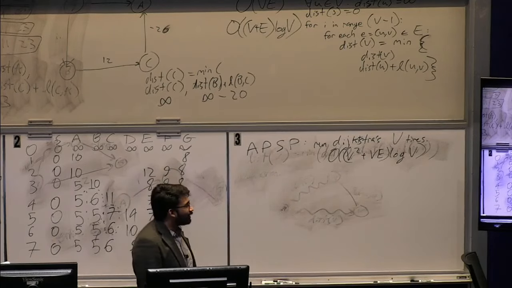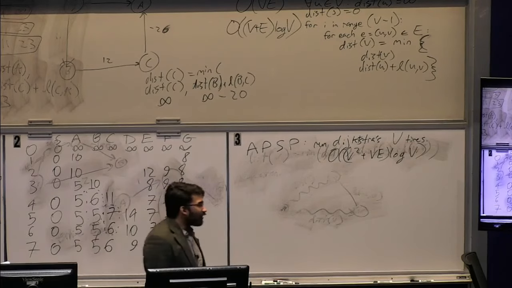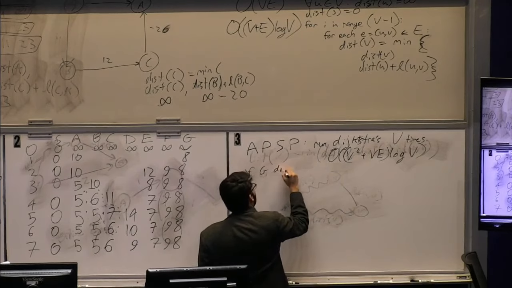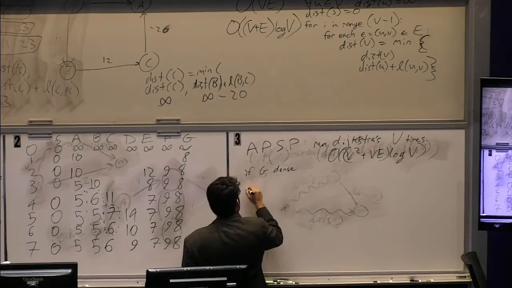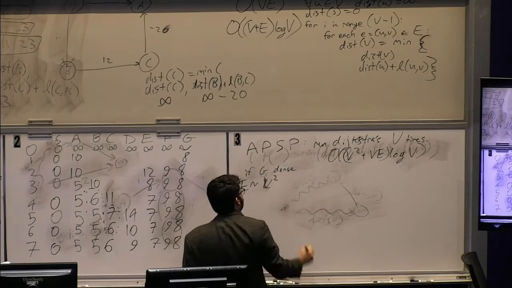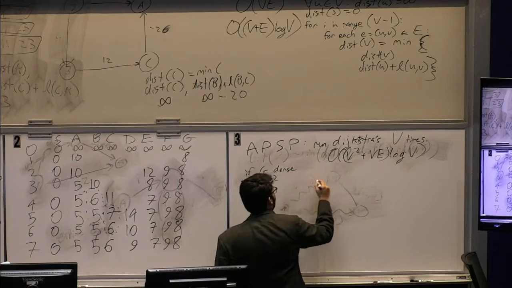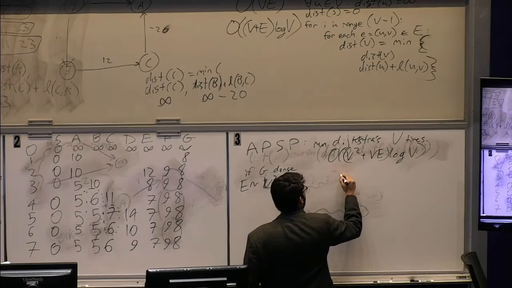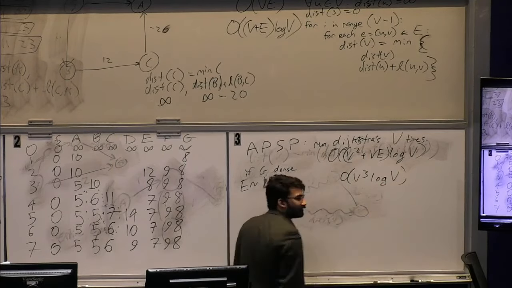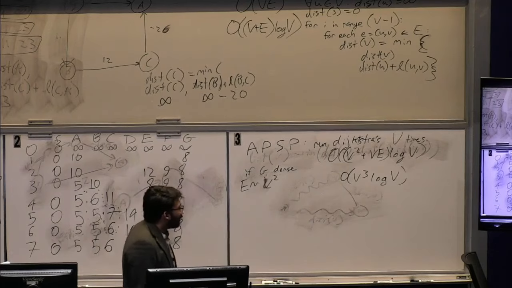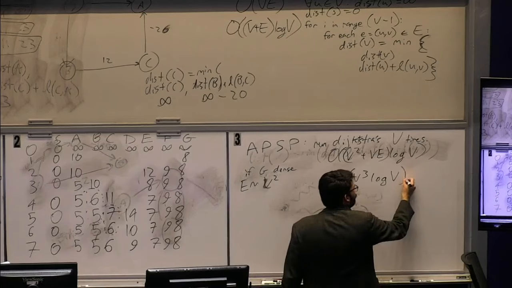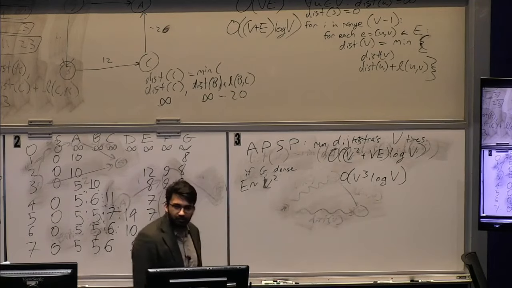But what about if the graph is dense? If G is dense, then the number of edges is approximately V squared. So we can ballpark this as O of V cubed log V, right? That doesn't seem as good now all of a sudden. What's a lower bound on this problem, like a trivial one? All pairs shortest paths.